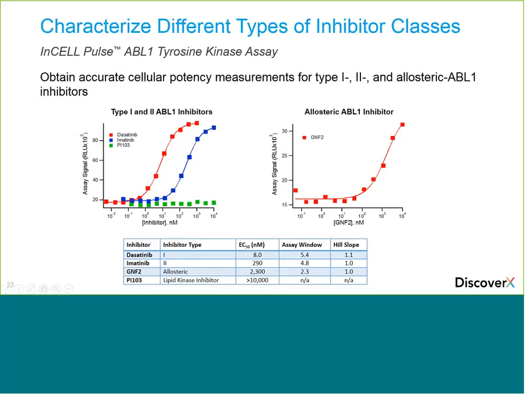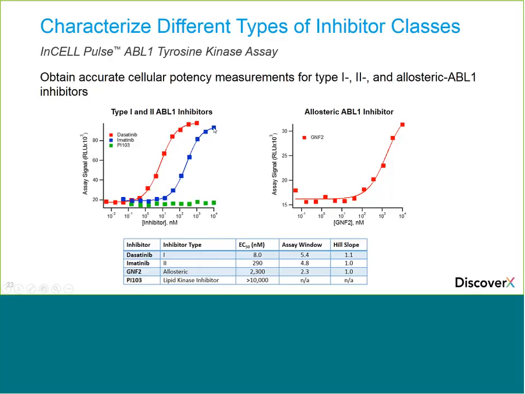So there are type 1 inhibitors that bind to the active conformation of ABL, type 2 that bind to an inactive conformation, and there's also non-ATP competitive allosteric inhibitors. We can detect all three types. So for the type 1 and 2, there's dasatinib, which is a highly potent type 1 inhibitor with known cellular activity that's single-digit nanomolar. We're recapitulating that.